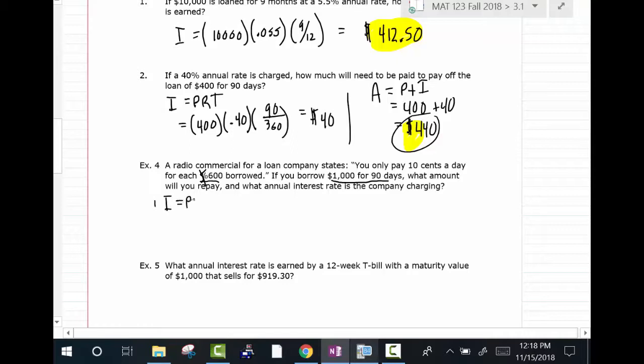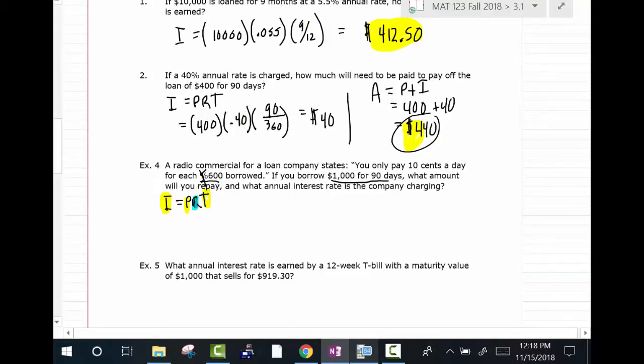Okay, and let's see what we're given in here. So we have I equals PRT. Well, in this problem, first of all, it looks like the principal is 1,000. We don't know the interest rate. What we know is the principal and the time, 90 days, so we can figure out the interest. They gave you enough information to figure that out, and then that would leave us with R.